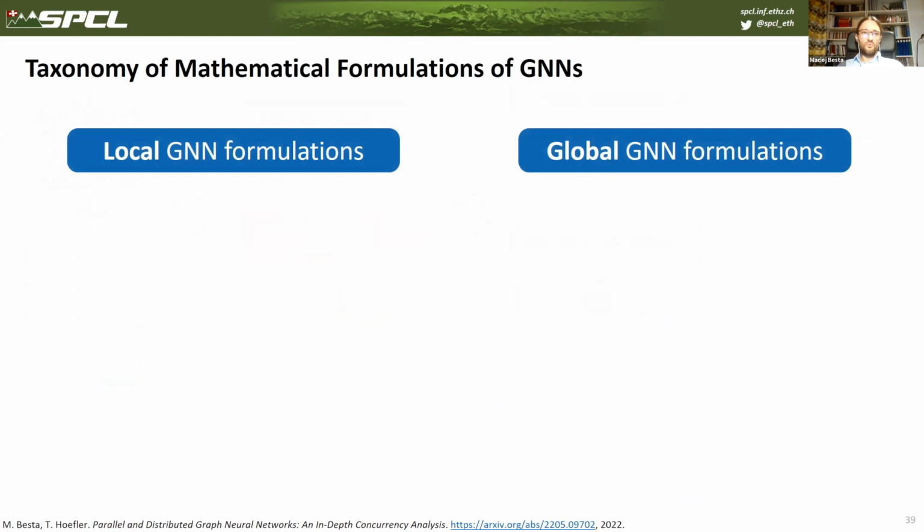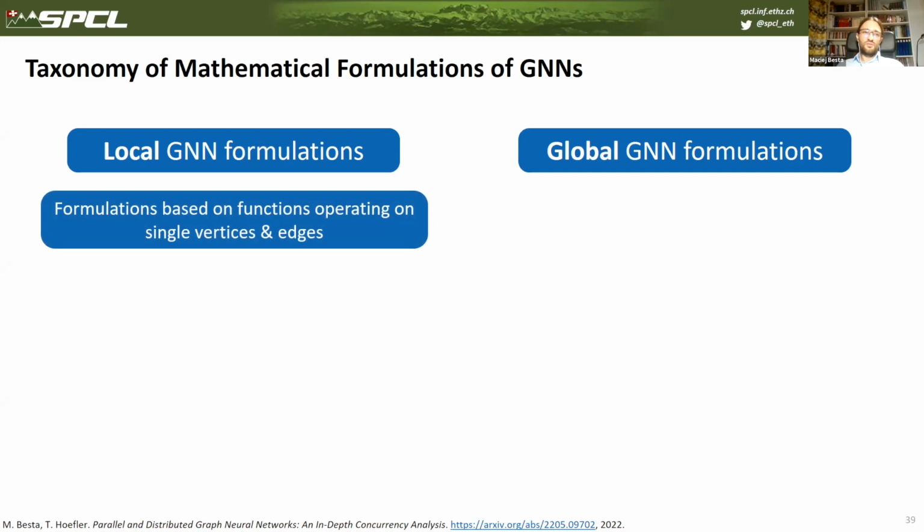But for this, we need to first take a look at some way to formalize our GNN processing. So for this, we are going to focus on two ways in which we can formally describe a GNN model. As we know, on one hand, we can describe a GNN model using the so-called local formulation, where we formulate a GNN model using functions that operate on single vertices and single edges.